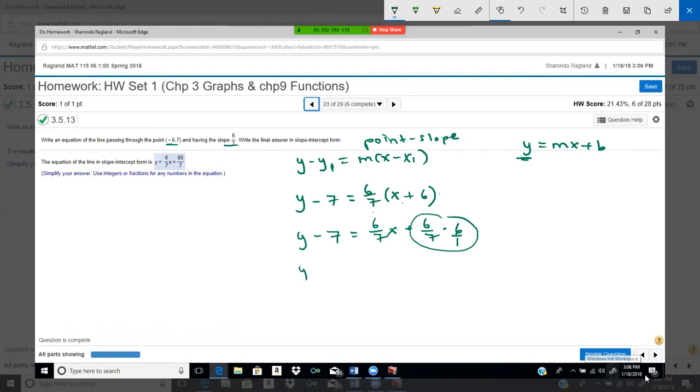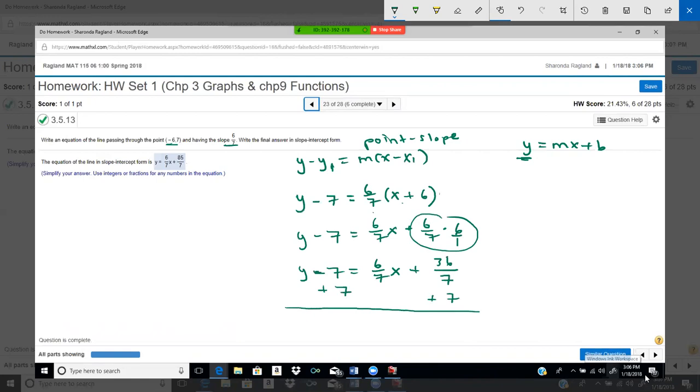All right, so we have y minus 7 is equal to 6 over 7x. And then you multiply the top, you get 36. Bottom, you get 7. And so now, how do I get rid of this minus 7? I have to add 7 to both sides. I'm still dealing with a fraction here.